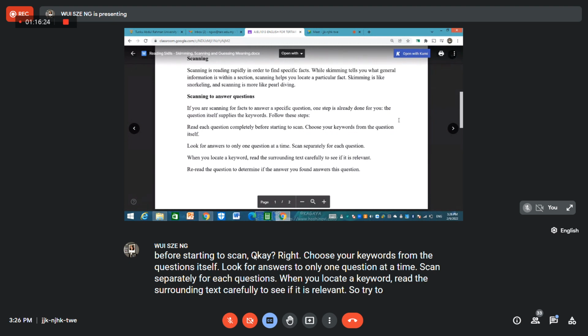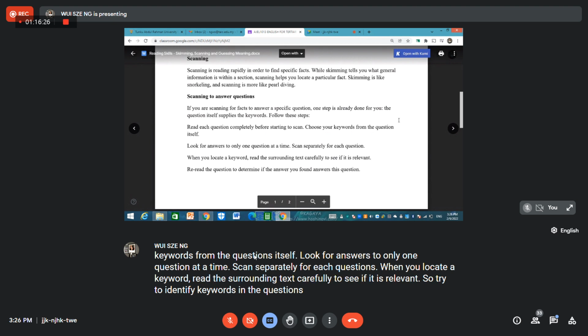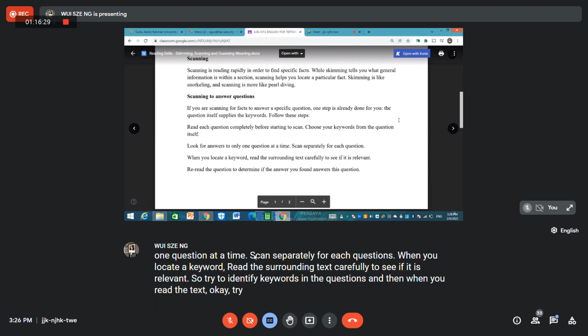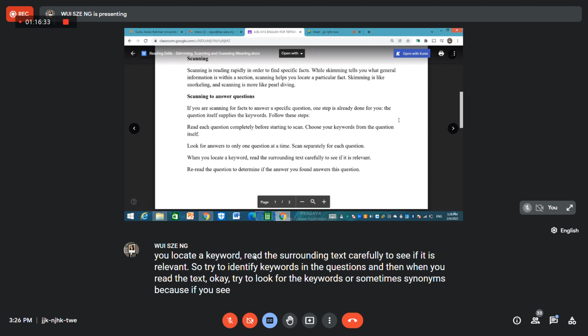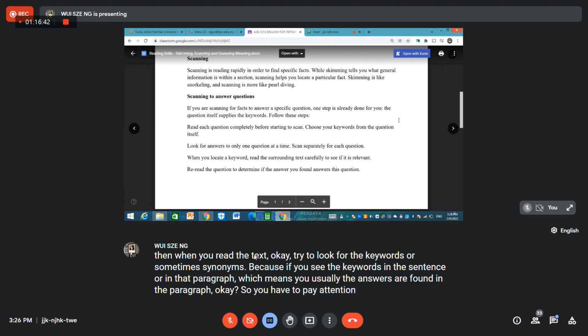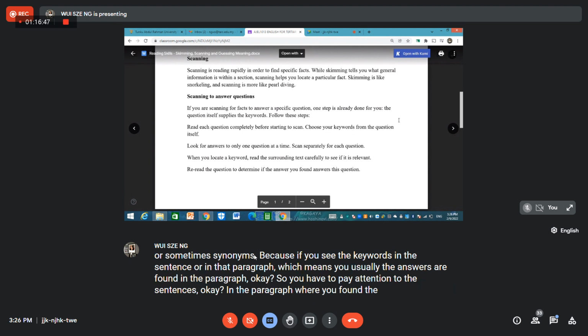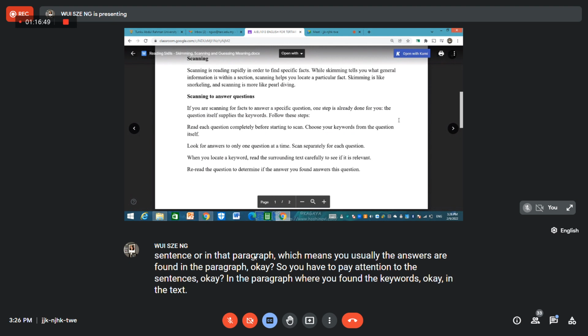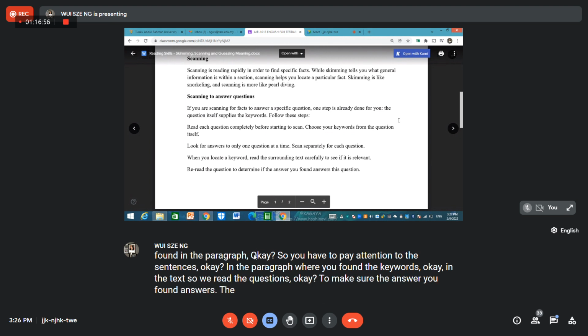So try to identify keywords in the questions. And then when you read the text, try to look for the keywords or sometimes synonyms. Because if you see the keywords in the sentence or in that paragraph, usually the answers are found in the paragraph. So you have to pay attention to the sentences in the paragraph where you found the keywords. Reread the questions to make sure the answer you found answers the questions given.